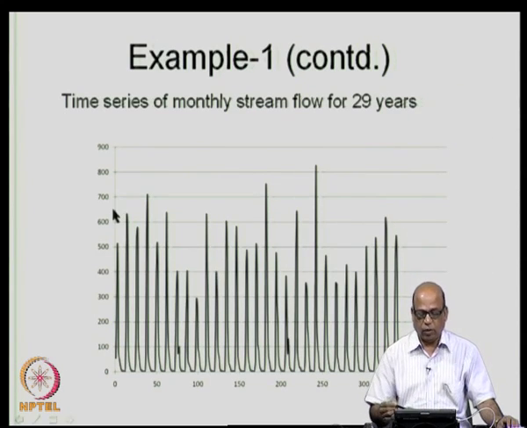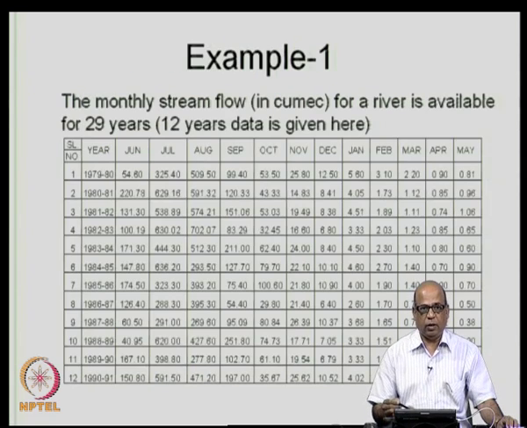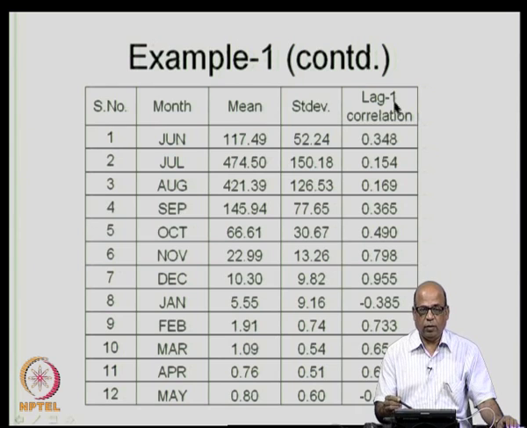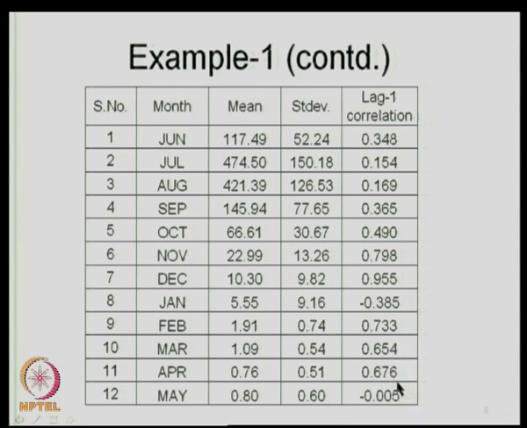So, this is the time series of the flows for 29 years. The same data is shown in a figure here, and from this data we now compute the mean, standard deviation and the lag 1 correlation. These values here provide the mean, standard deviation and lag 1 correlation. I repeat again, the lag 1 correlation that we are writing here is with respect to the next month. That is, this indicates the lag 1 correlation between the flow of June and the flow of July. Similarly, this indicates the lag 1 correlation between the flow of May and the flow of June.